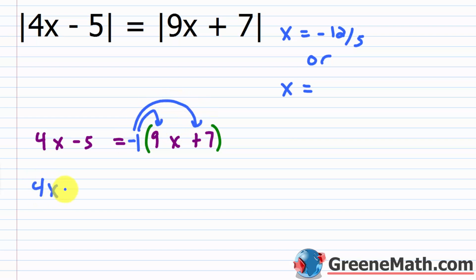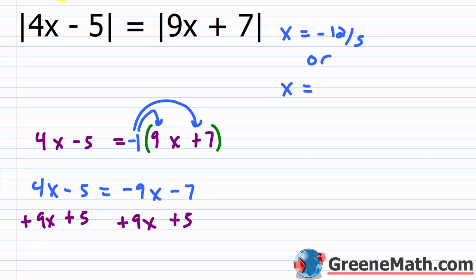So 4x minus 5 is equal to -1 times 9x, which is negative 9x, and then -1 times 7 is minus 7. Now, what I want to do is add 5 to each side of the equation and add 9x to each side of the equation. So this is going to cancel, and this is going to cancel.